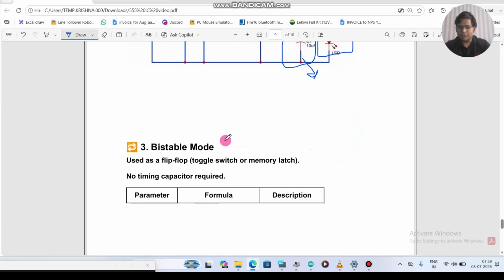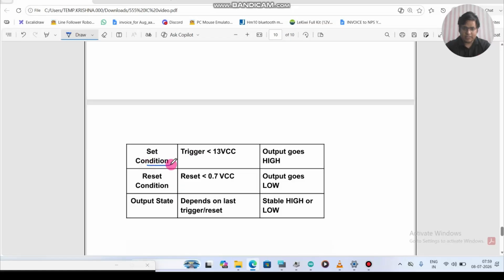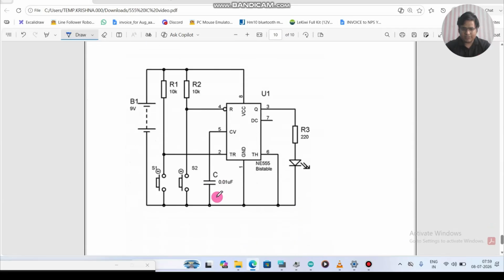Coming to bistable mode. Bistable mode is basically two states. You can see here you have control on the on state and the off state. For example, let's say you have connected two switches in the circuit. When you press one of the switches, the LED will be on until you press the second switch. The conditions are: set condition, trigger is less than 1/3 VCC, reset is less than. So these are some conditions.